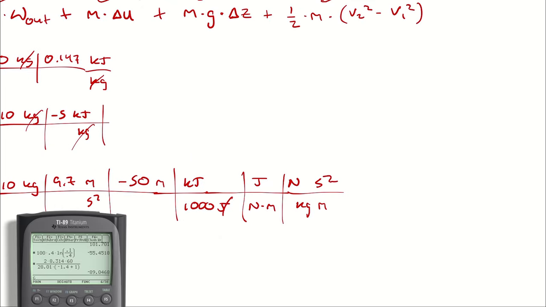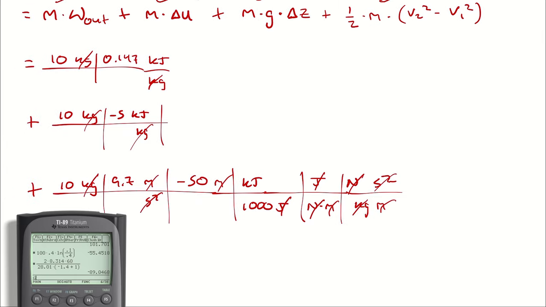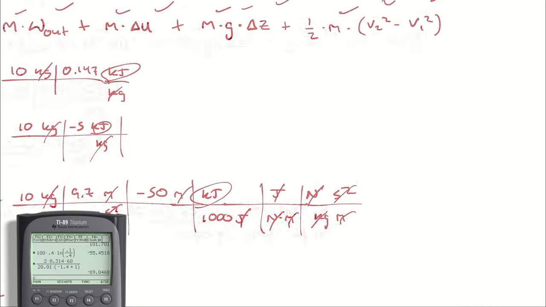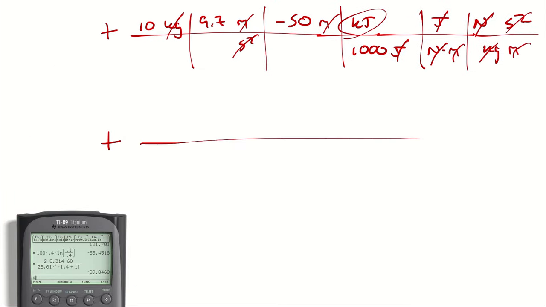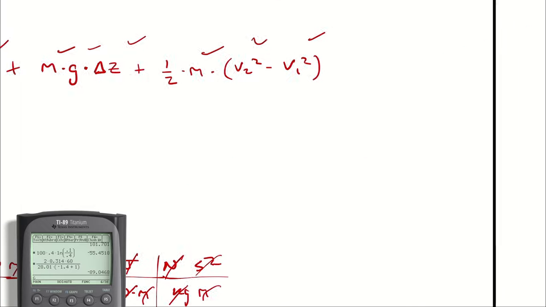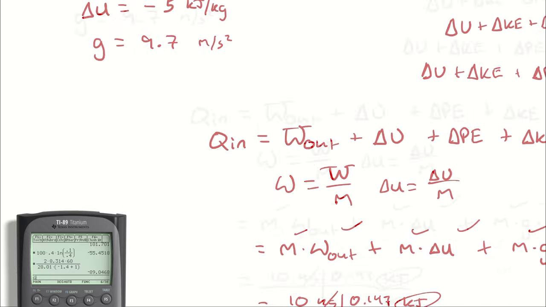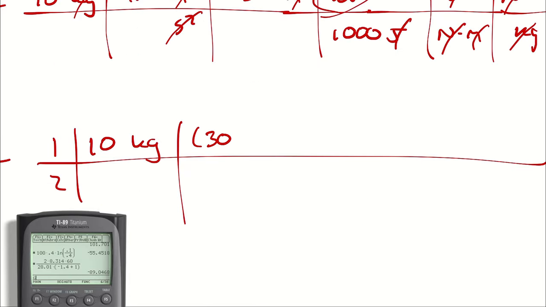So joule cancels joules, newtons cancels newtons, meters cancels meters, meters per second squared cancels second squared, kilograms cancels kilograms, leaving me with kilojoules. And then lastly, I have 1/2 times mass times V2 squared minus V1 squared. So I will write that as 1/2 times 10 kilograms times V2 squared, which I believe was 30. Yep. 30 squared minus 15 squared meters squared per second squared.